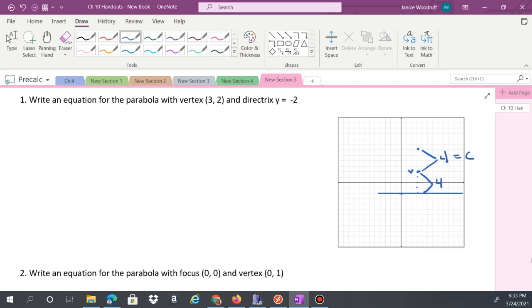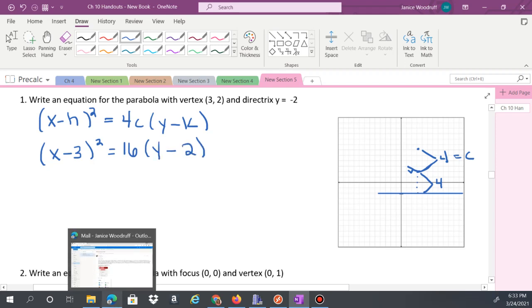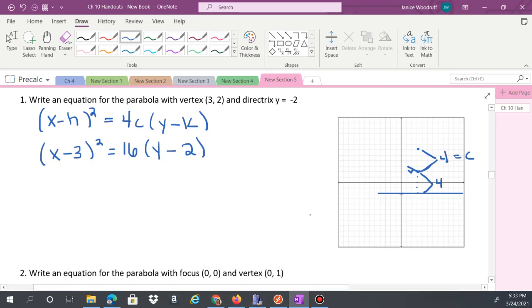Oh, last thing we need, what type of equation is this? x squared or y squared? x squared. It's opening this way. Okay, so that's going to be x squared. So x minus h squared equals 4c times y minus k. Okay, so x minus 3 squared equals 4c. So 4 times 4, 16, times y minus our k value, 2. Okay, so that's all we need there for this equation.